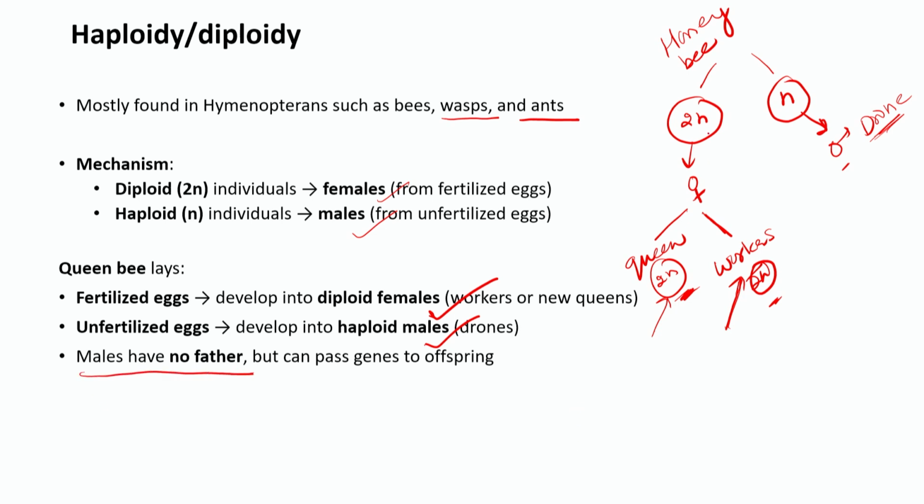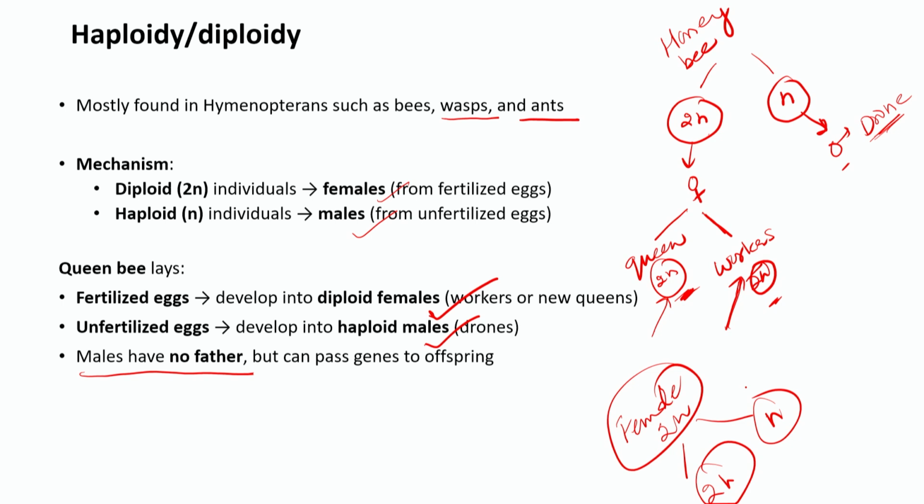Because it's a female which lays, this is a female, right, which is 2n, and it lays the egg. They are 2n or n, because what happens when there is an egg, which is n, and then when it is fertilized, it becomes another n, so 2n, and then becomes a female.